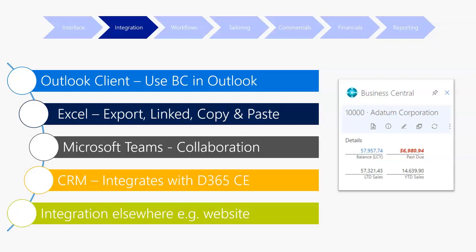So Business Central comes with an Outlook client, which means you can actually use Business Central from within Outlook. I'll show you that in a moment, and then I'll show you the various ways of getting data in and out from Excel, plus also how you can collaborate within Microsoft Teams.